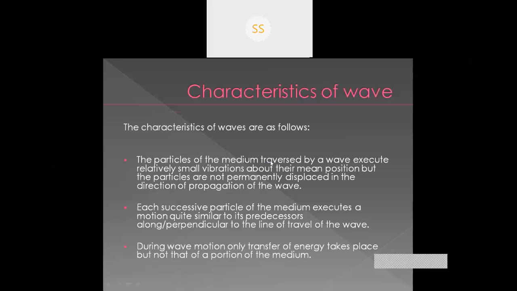Okay. So these are some characteristics of wave. The first one is: the particles of the medium traversed by a wave execute relatively small vibrations about their mean position, but the particles are not permanently displaced in the direction of propagation of the wave.